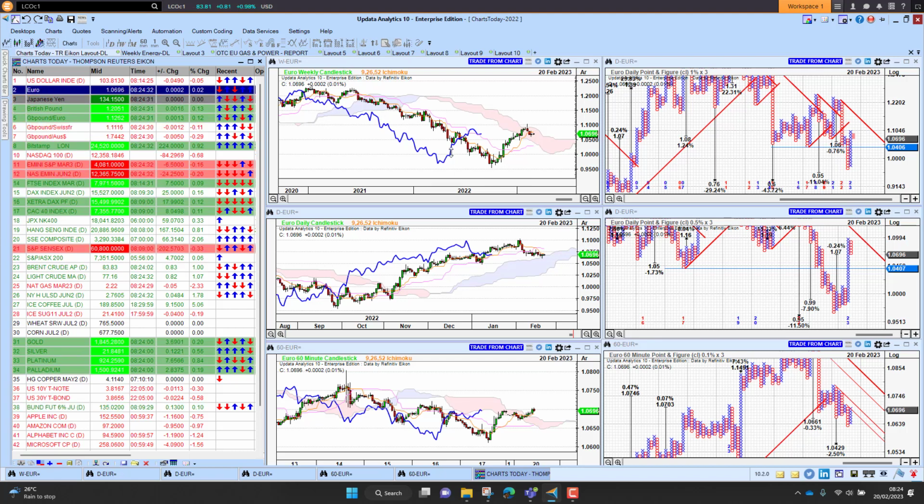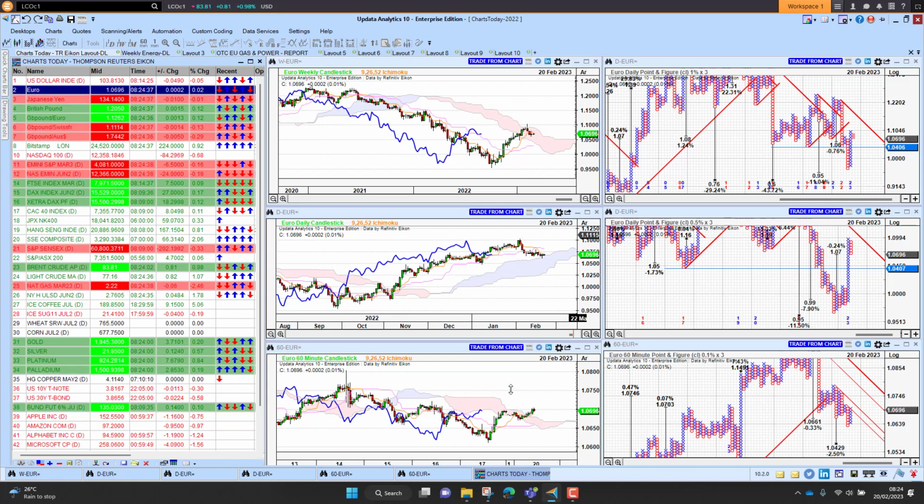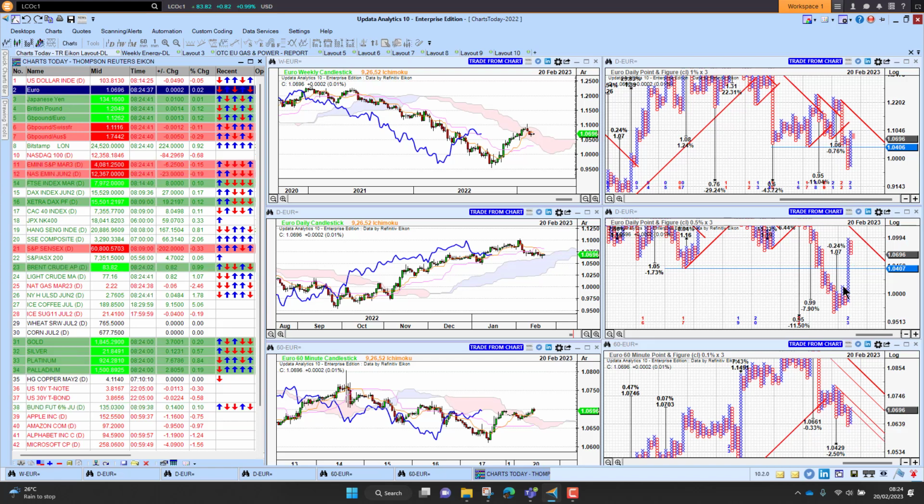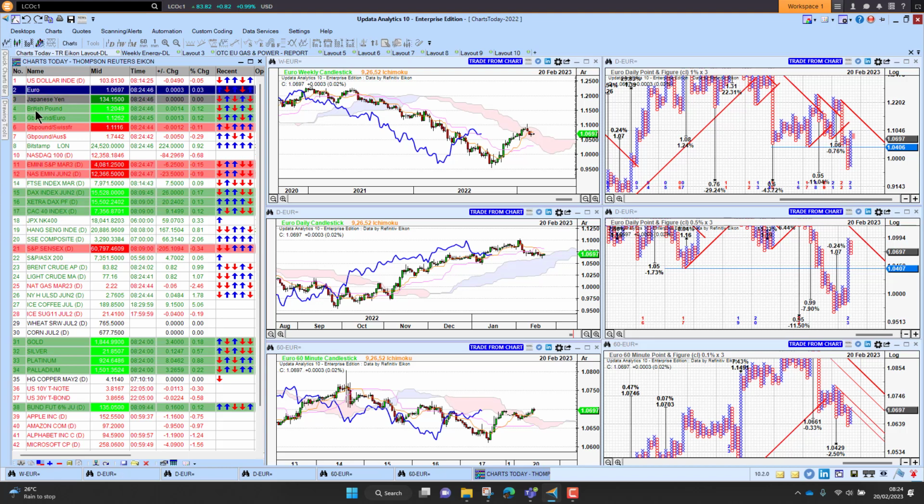So looking at the euro hitting that resistance on the cloud on the long-term chart, but medium-term bullish, and again just short-term we're seeing some downward pressure there on the euro and a shortage of upside targets. So that move in the dollar may well be overdone.